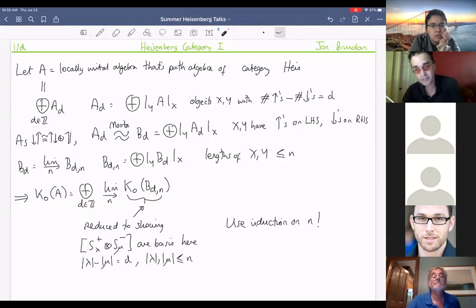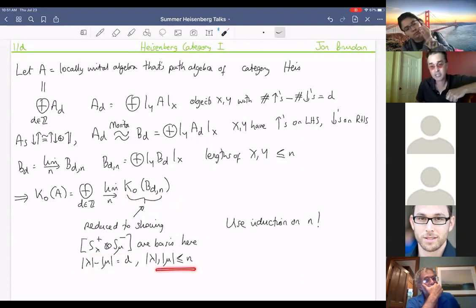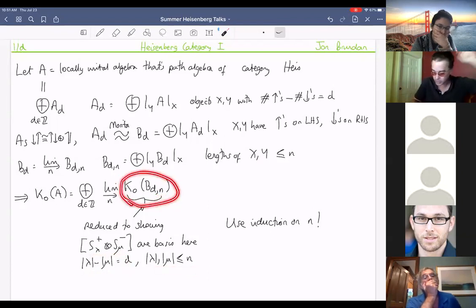In this way, we've naively reduced to proving that the Grothendieck group of the unital algebra B sub D,N has basis given by the projective modules defined by the idempotents for these tensor products, S lambda plus tensor S mu minus. For partitions lambda and mu, you need the size of lambda minus the size of mu to be D, that condition of number of ups minus number of downs being D. And you need the sizes of those partitions to be less than or equal to N to make sense for B sub D,N. So we've reduced it to a question about the Grothendieck group of some unital algebras, and we're going to prove that by induction on N.